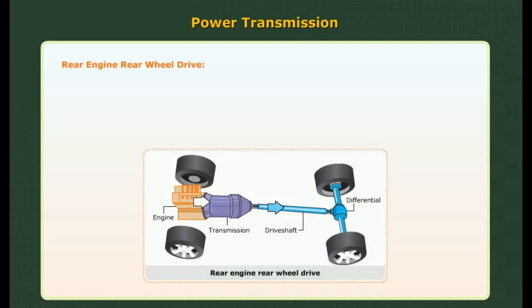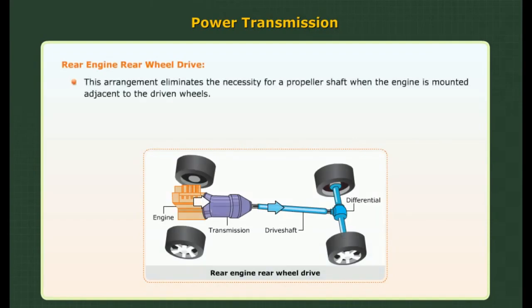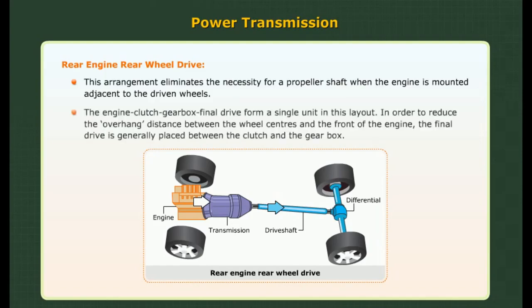Rear engine, rear-wheel drive. This arrangement eliminates the necessity for a propeller shaft when the engine is mounted adjacent to the driven wheels. The engine, clutch, gearbox, and final drive form a single unit in this layout. In order to reduce the overhang distance between the wheel centers and the front of the engine, the final drive is generally placed between the clutch and the gearbox.